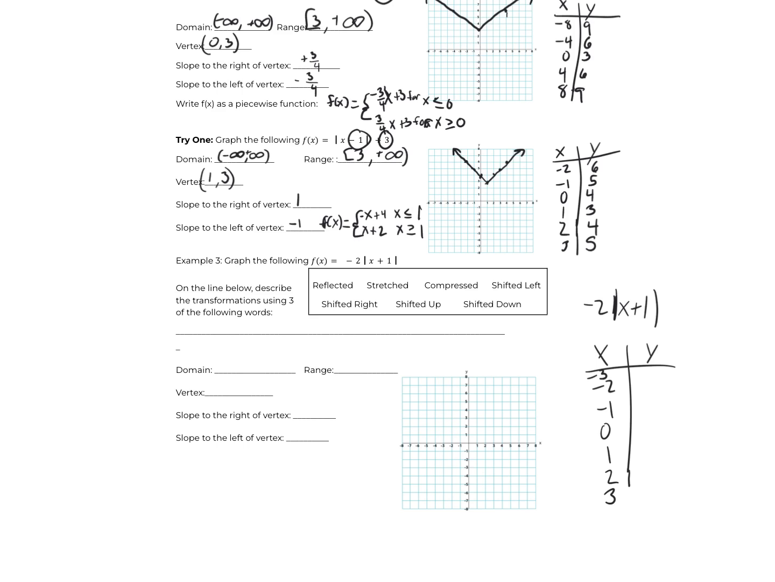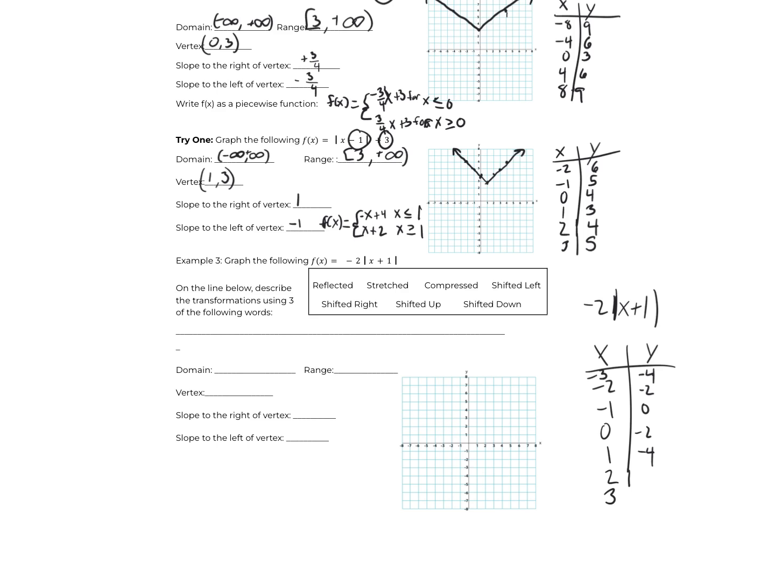Negative 3 plus 1 is negative 2. The absolute value of negative 2 is 2. And negative 2 times 2 is negative 4. Negative 2 plus 1 is negative 1. The absolute value of negative 1 is 1. And 1 times negative 2 is negative 2. Negative 1 plus 1 is 0. The absolute value of 0 is 0. And negative 2 times 0 is 0. Then 0 plus 1 is 1. 1 times negative 2 is negative 2. And then 1 plus 1 is 2. 2 times negative 2 is negative 4.